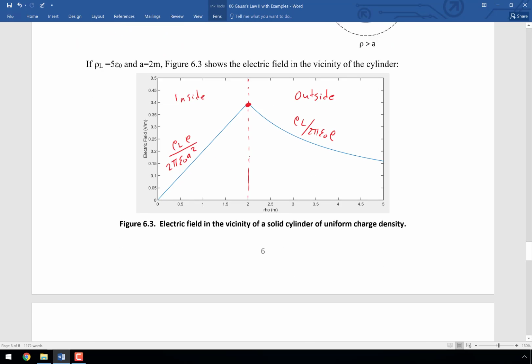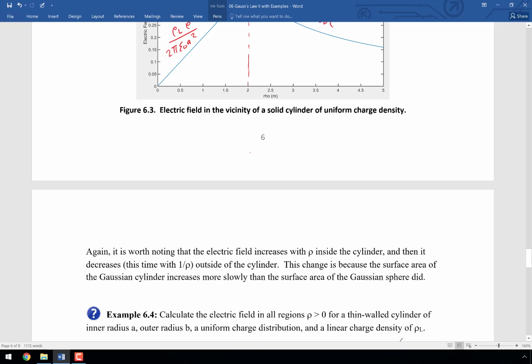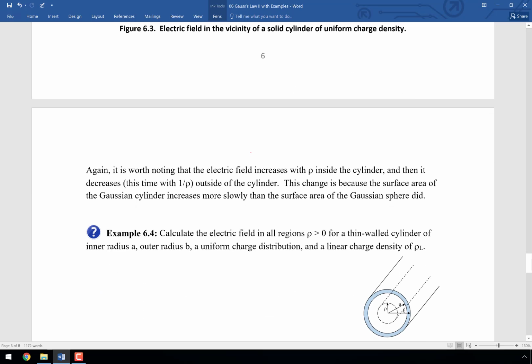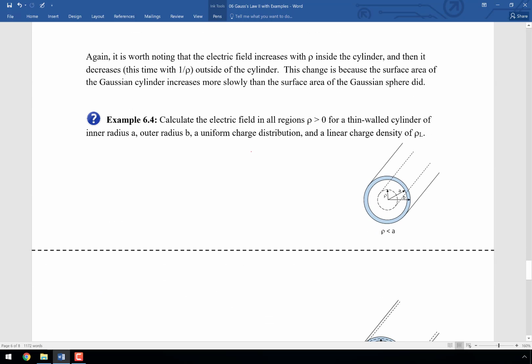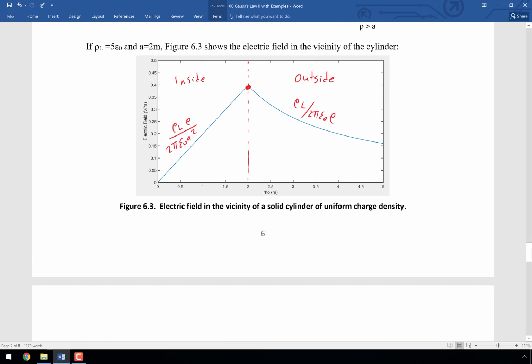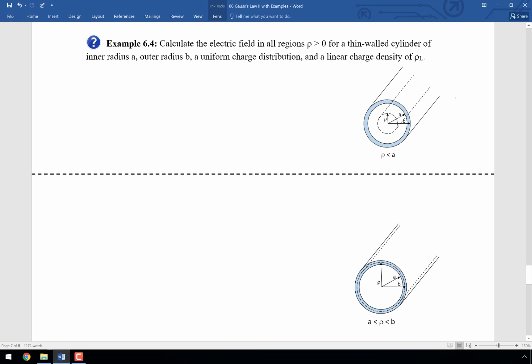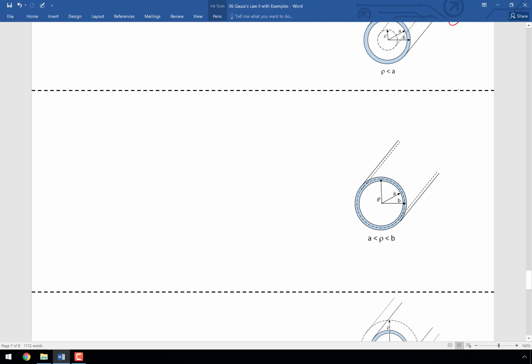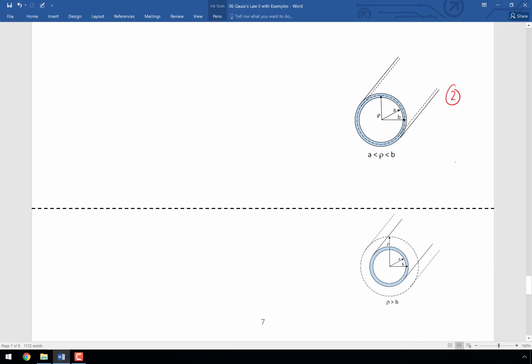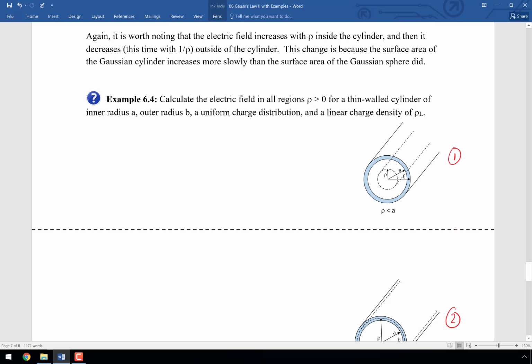That's a good sign of the fact that we have in fact solved the problem correctly. Okay, our last problem for today is going to be our hardest one. Maybe not. I don't know if this one's harder than the sphere was, but we're going to look at a thin-walled cylinder. So you can see in part one of the problem, we're going to be inside the inner surface. You can probably do a pretty good job of guessing what that answer is going to be right now. Part two, we're going to be inside the wall. And then in part three, we're going to be outside the outer wall.